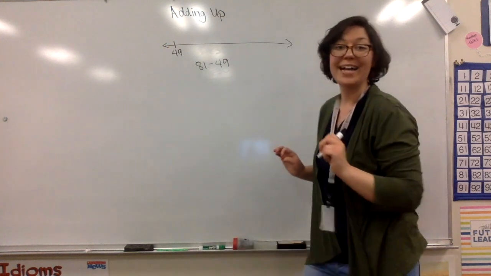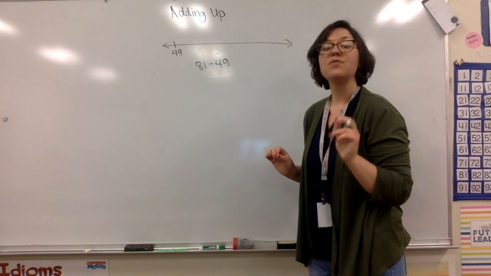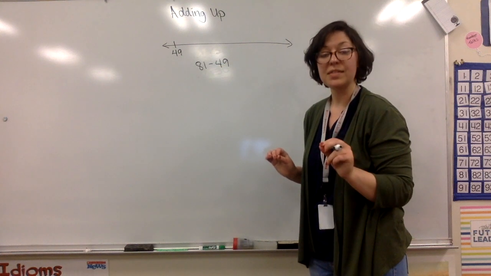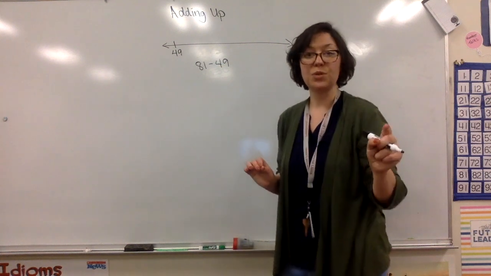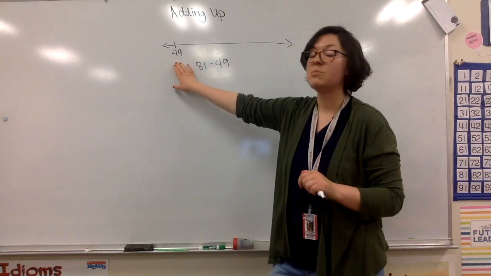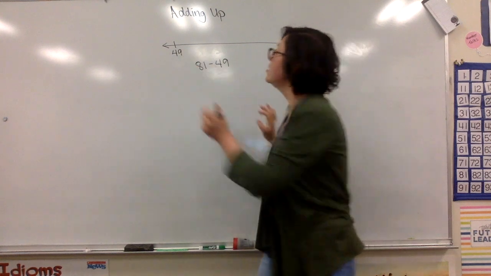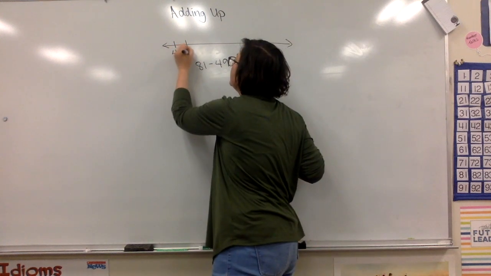We have 49 for our first plot. Just like last week, we are going to figure out landmark numbers that are easy for us to get to with whatever number we're dealing with. So 49 is very close to a specific landmark number. I would say 50. So we're going to plot 50.